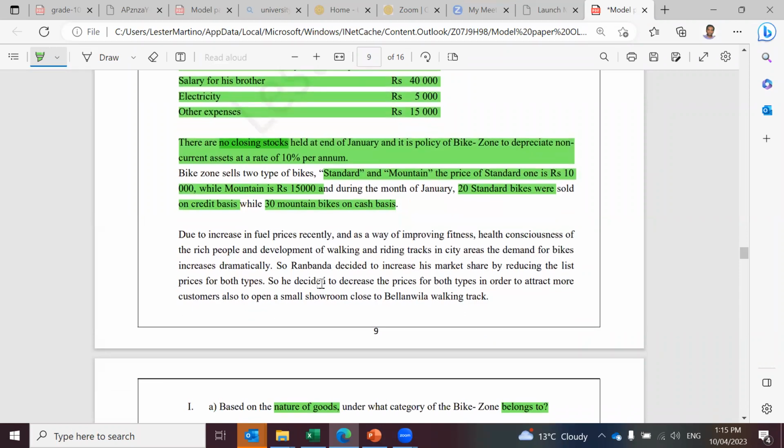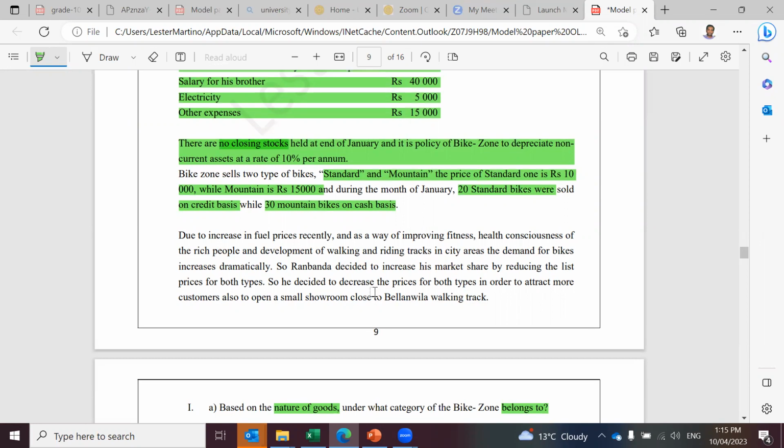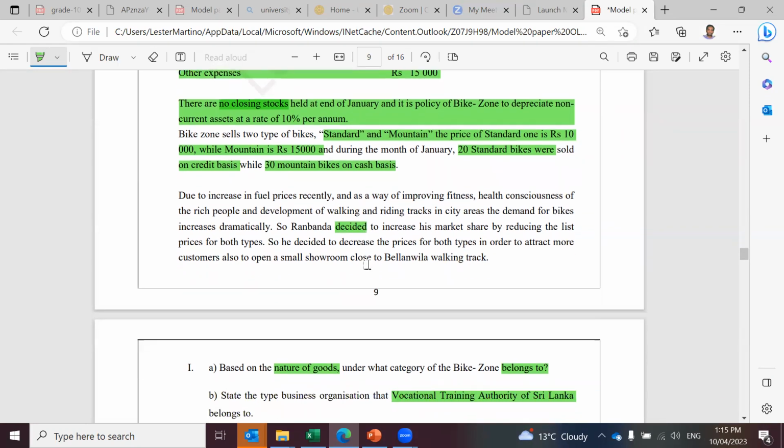Due to the increase in fuel price recently, as a way of improving fitness, health consciousness of rich people, and development of walking and riding tracks in city areas, the demand for bikes increases dramatically. So Ranbanda decided to increase its market share by reducing the list price for both types. So he decided to decrease the price for both bikes in order to attract more customers and also open a small showroom close to Bellanville walking track.